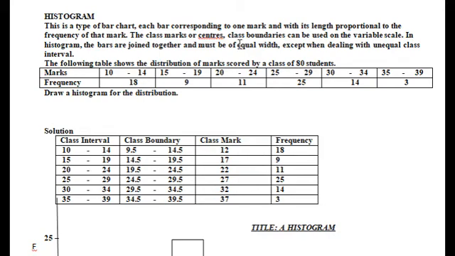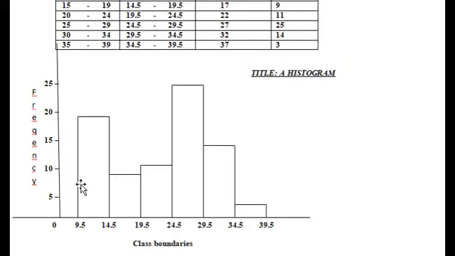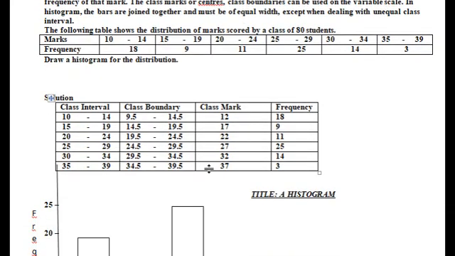Like I said, in a histogram, the bars are joined together and must be of equal width, except when dealing with unequal class intervals. Look at this histogram. You can see that they are all joined together. Once the bars are not joined, it's no more a histogram. It's now a bar chart. So these vertical bars must join together, and the width must be of the same size. Of course, since you have equal class intervals and equal class boundaries, you have equal width of bars.